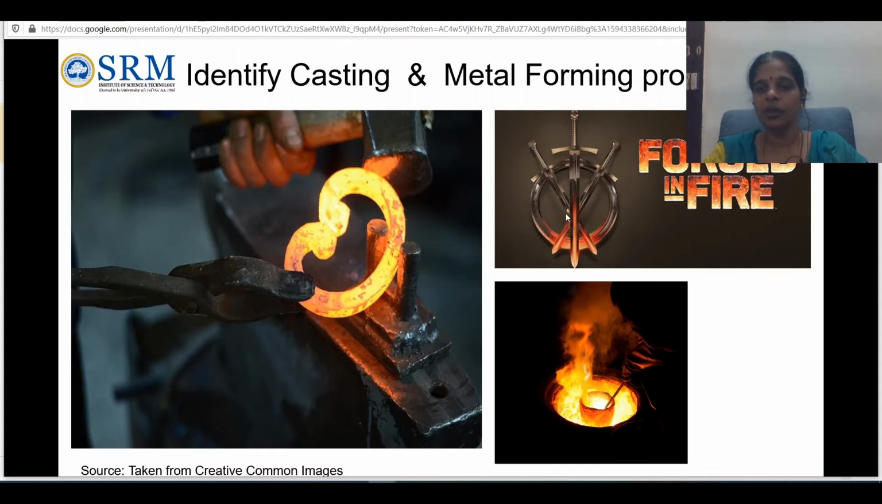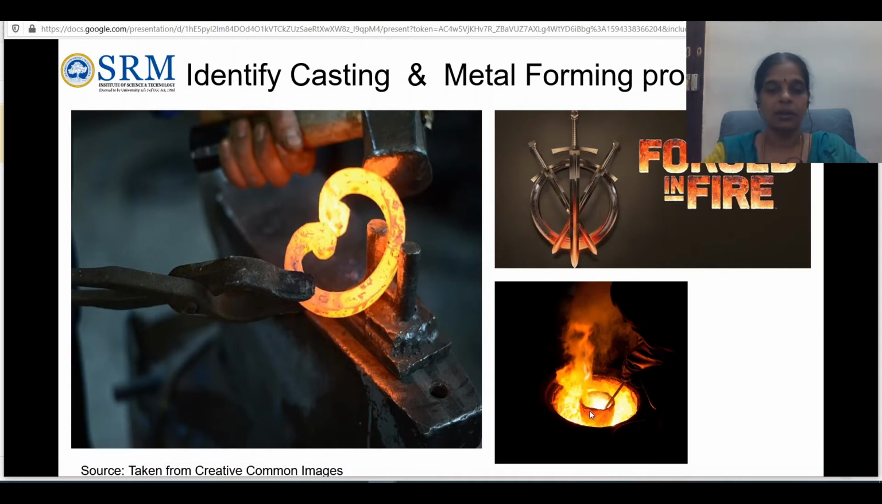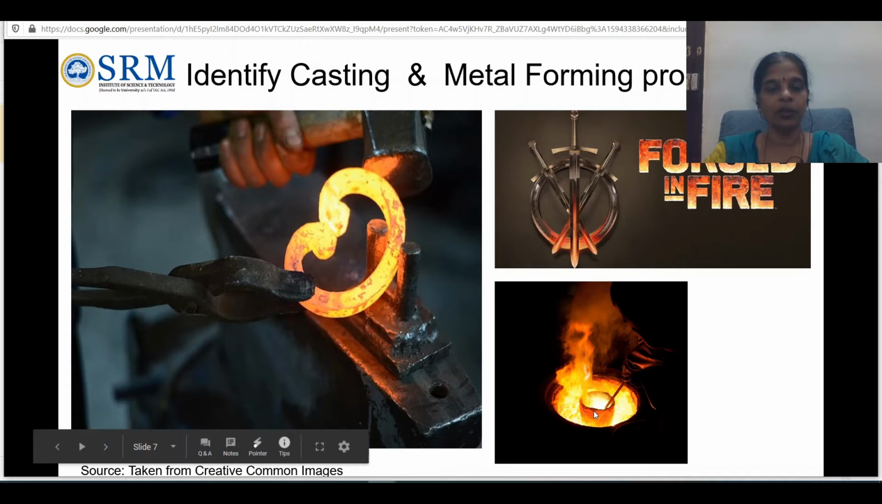On the right hand side, you might have seen the logo of Forged in Fire. It is a famous TV show on the History channel, and it is a competition for blacksmiths where they make knives and swords. If you watch that, it is very easy to follow the procedures they use, how they form the knives and swords from the available steel or bar. Whereas the lower bottom one is a casting process where the people are melting the metals to form the molten metal.